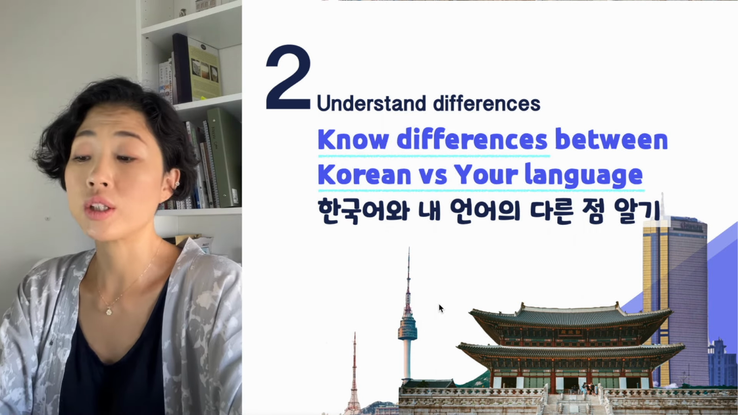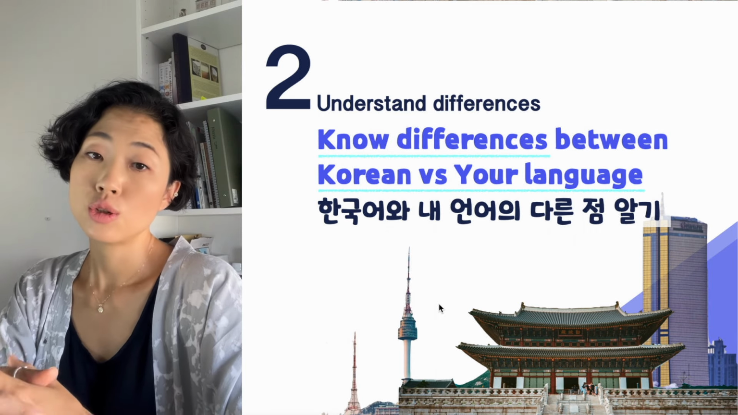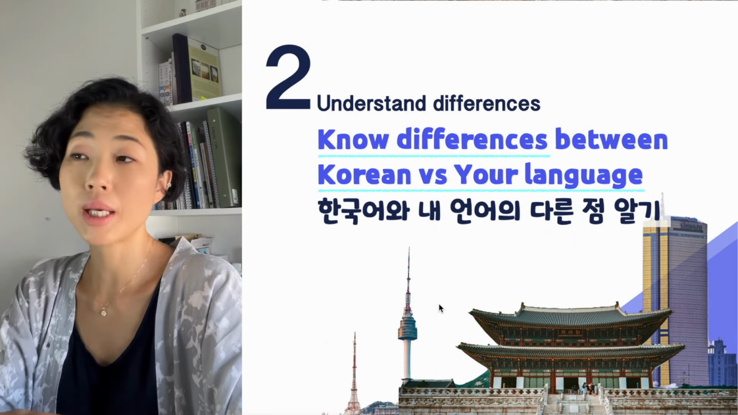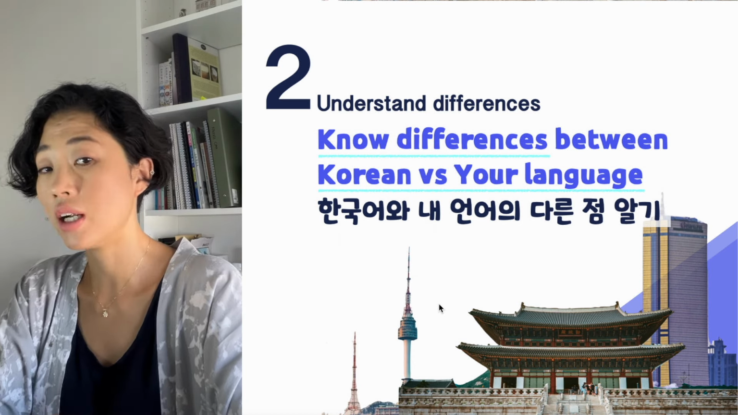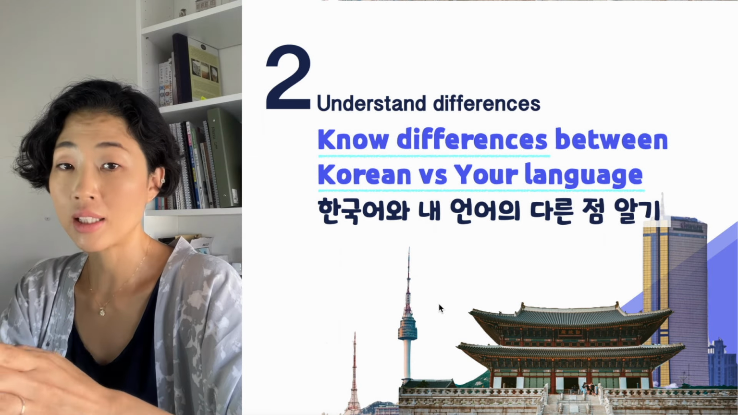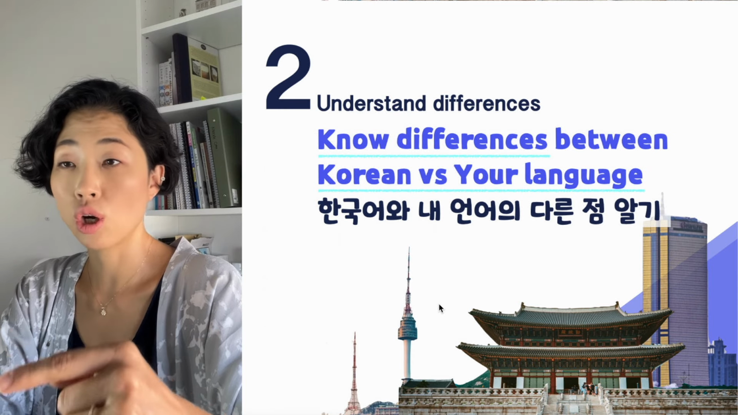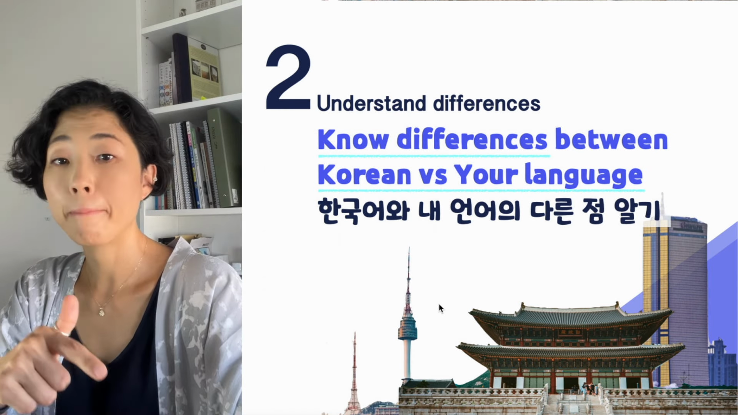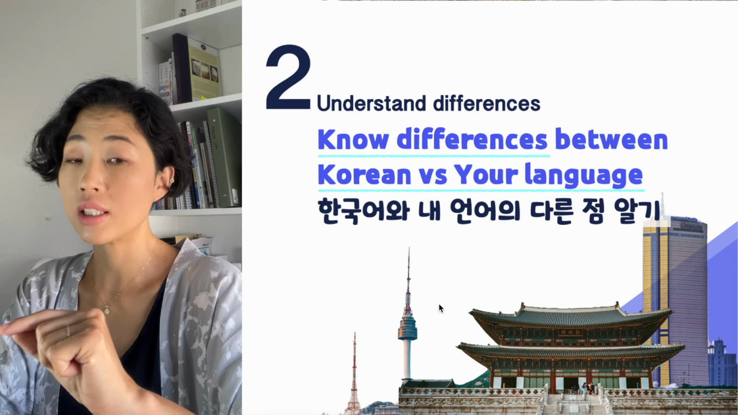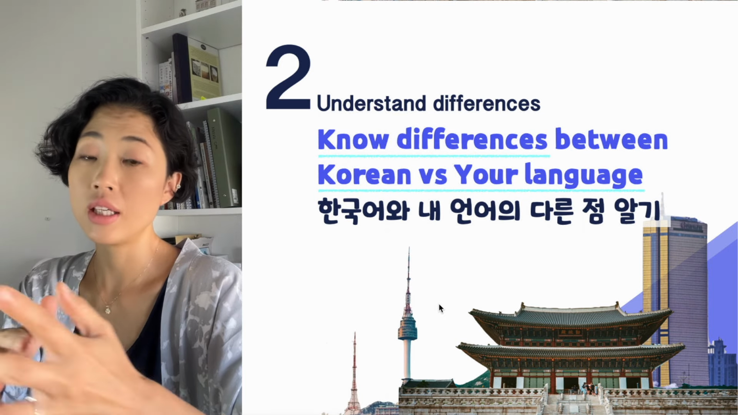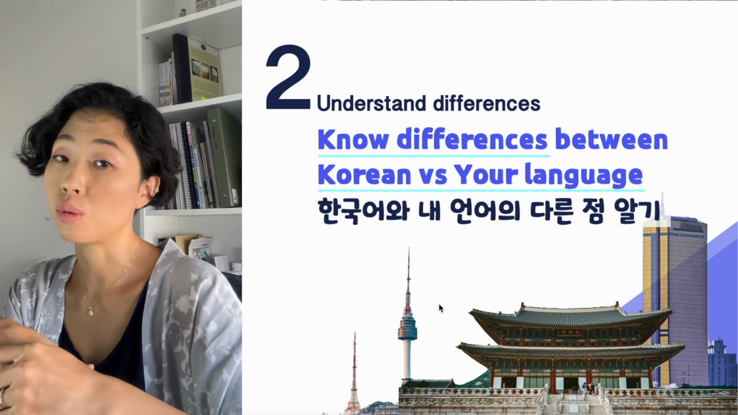And the second rule for how to start learning Korean as a beginner or self-learner is to understand the differences. Knowing the differences between Korean and your own language will help you a lot to study further. For example, English has a popular grammar structure of S subject, V verb, O object. I go to a school. But the Korean language is S subject, O object, V verb, which means I to school go.